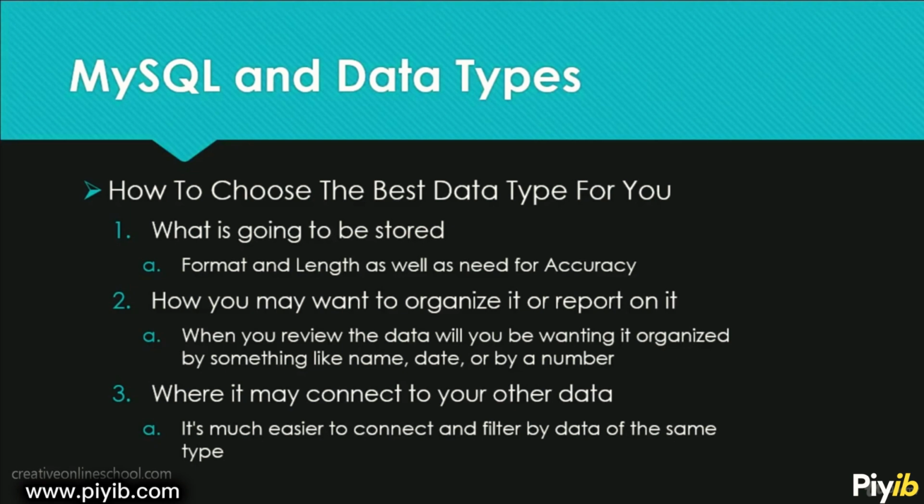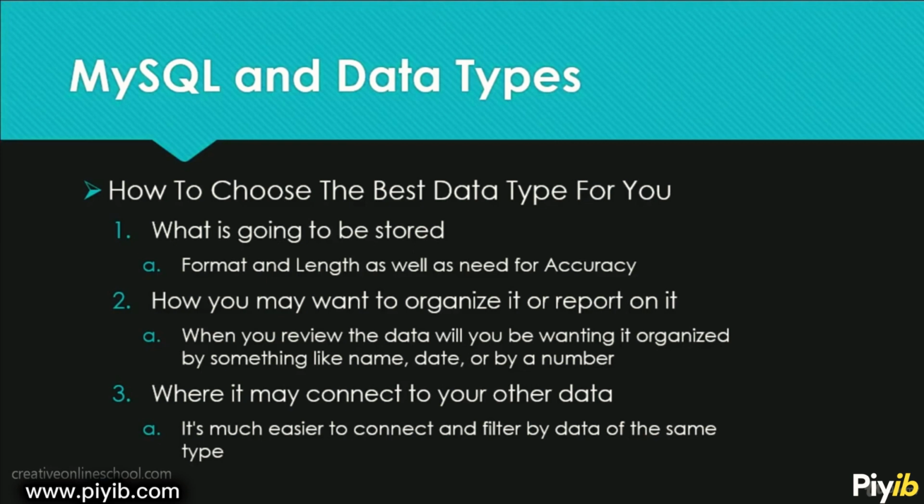Also, consider how important it is to keep the data exactly as entered, or if it's okay for it to be converted in some way. Next, think about how you may want to organize or report on the data. If you're storing a name and a date, and you sometimes want it ordered alphabetically and sometimes you want it ordered by date, then you're going to need two separate data type containers.